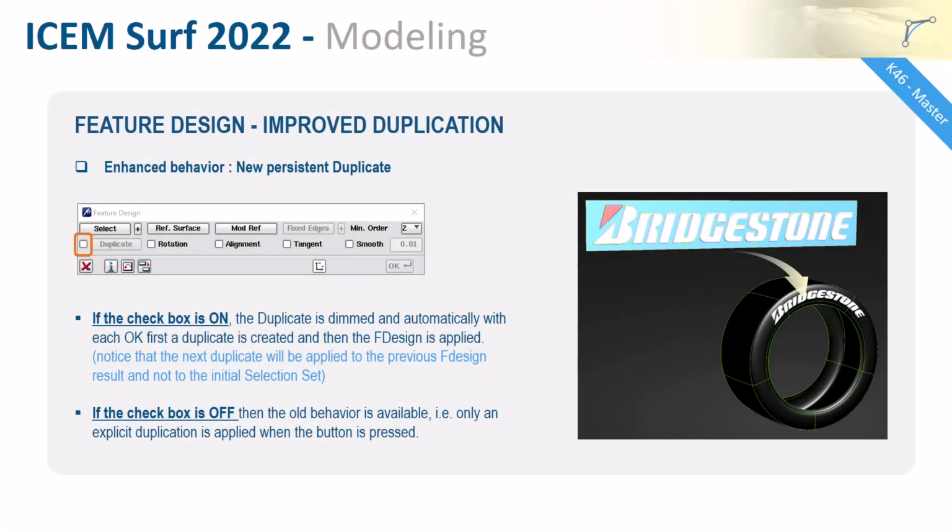Next up is a nice little enhancement to the way duplicate works in feature design. We have added a checkbox here so you can leave duplicate switched on. So each time you press OK, first a duplicate is made and then that duplicate is transposed by the feature design process, leaving the original where it is. Note that if you carry on and perform a second feature design operation, the result of the previous operation becomes the reference surface. If you don't check the box, the old behavior remains the same. Let me show you what I mean.